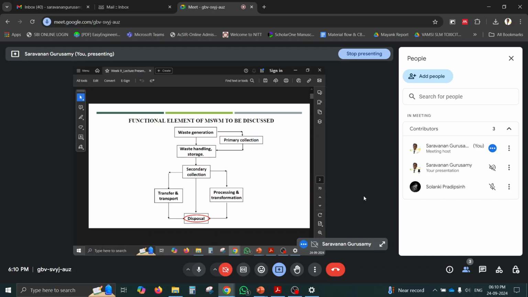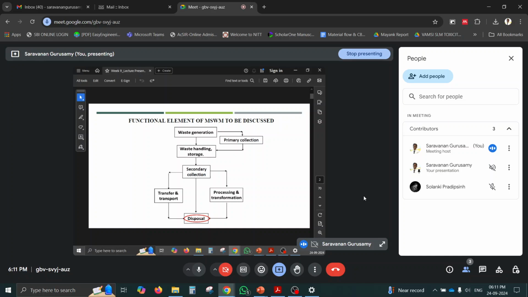That is called reduce. If I have printed on both sides, how can I reuse the same paper for some other purposes? Like the extra pages I can use for rough writings. That is called reuse. And then recycle. The waste paper can be recycled to produce other cardboard materials, mixed with some pulp, and we can produce cardboards. That is called recycle.